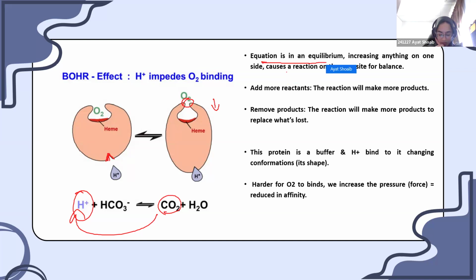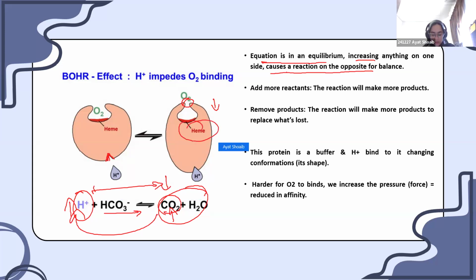The equation is an equilibrium. Increasing anything on one side causes a reaction on the opposite. If you add more reactants, the reaction will make more products. Even if you remove the product, it's going to say, I have less here, so I should keep making more. It's going to go on this side again. This protein is a buffer and H plus binds to it and changes the conformation. It's harder for O2 to bind. We increase the pressure because there is reduced affinity.